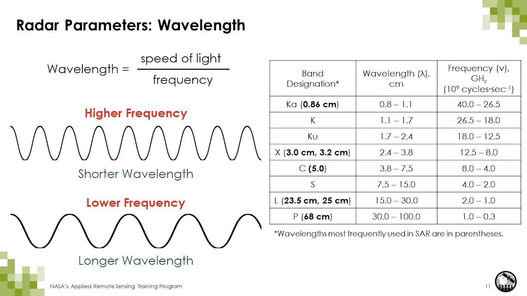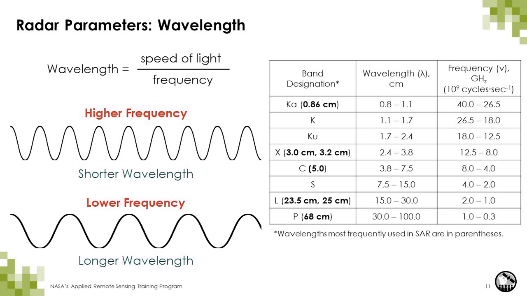The wavelength is inversely related to frequency, and the higher the frequency, the shorter the wavelength, and vice versa. The table on the right lists the common wavelength bands in radar. The column on the left has the band designation, and each band covers a range of frequencies. So for example, the X band range goes from 8 to 12.5 gigahertz, which is equivalent to a wavelength range of 2.4 to 3.8 centimeters.